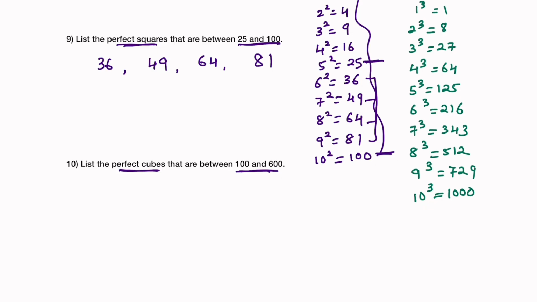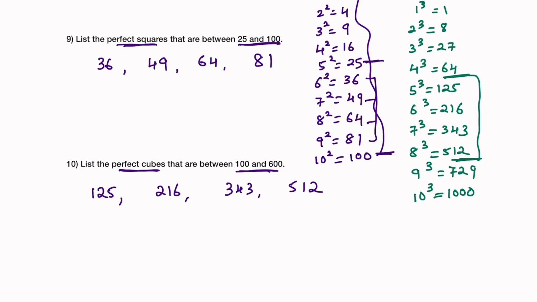Okay? Now we need between 100 and 600. So from here up to here, right? Because this is 729 and that's 64. So we need this one. So the answer to this question is going to be 125, 216, 343, and 512. Perfect cubes, right? Because when you find the cube root of those numbers, you'll get a whole number.